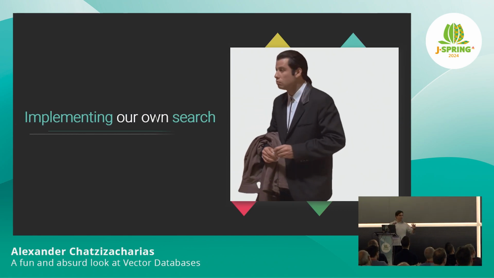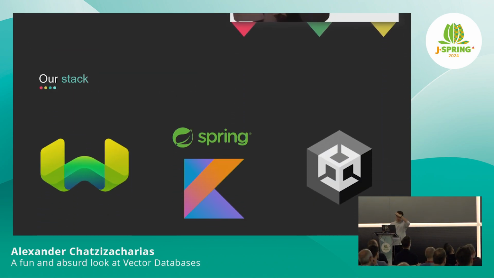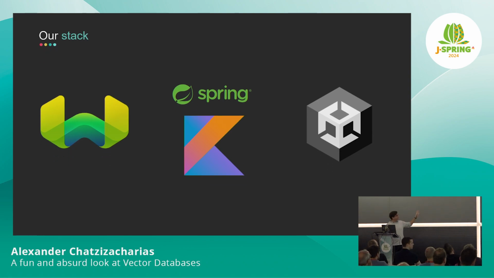So yeah, that is a little bit of a landscape. So let's see what we can do with a vector database. Let's implement our own search. For my stack, I use VV8. I chose VV8 for the persistence. I have a Kotlin Spring Boot app as the backend service. Kotlin because it's the superior language of the JVM. Changed my mind. And then I use Unity 3D for the front end.